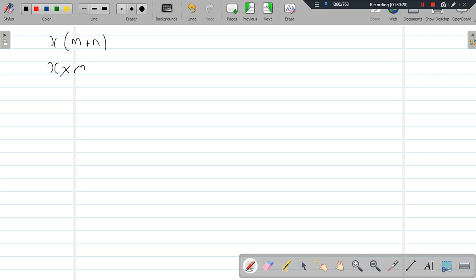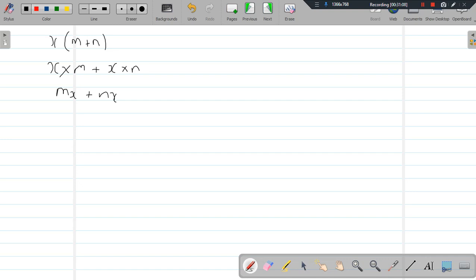Then you bring your positive sign here, x times n. So what is happening here? This is just like the first type we discussed. When the coefficients are 1, what do you do? You multiply the variables. So this is going to give me, alphabetically, mx plus nx.